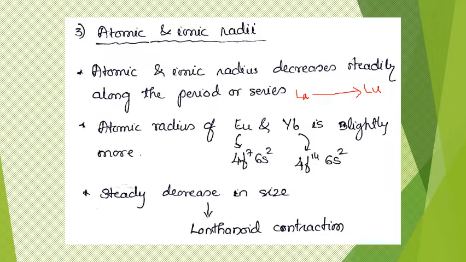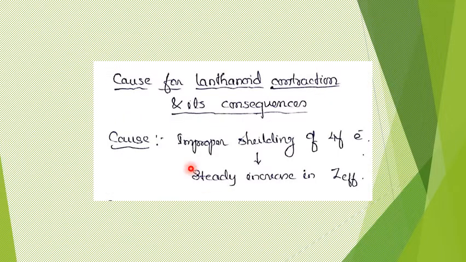That fact should be looked at. First thing we can look at is the cause. In very simple words, if I have to say it in one sentence or one phrase, this lanthanoid contraction is because of improper shielding of 4f electrons. This improper shielding of 4f electrons results in a steady increase in effective nuclear charge as we move along the series.